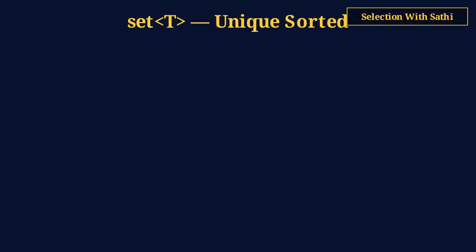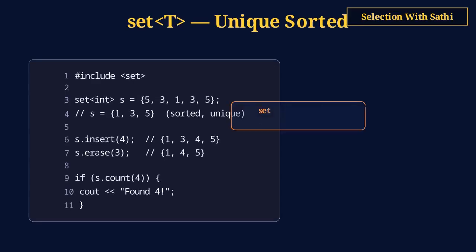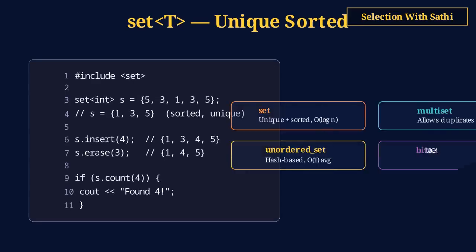Third concept, set, the unique sorted collection. Set stores unique elements in sorted order, also using a red-black tree. Insert adds an element only if it's not already present. Count returns 0 or 1. Erase removes an element. All operations are O(log n).